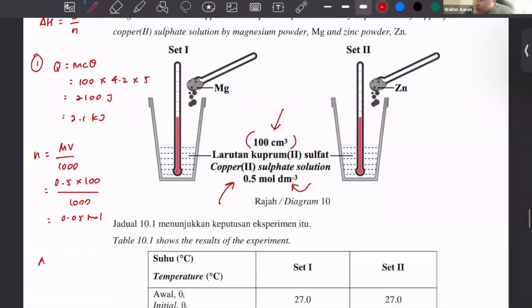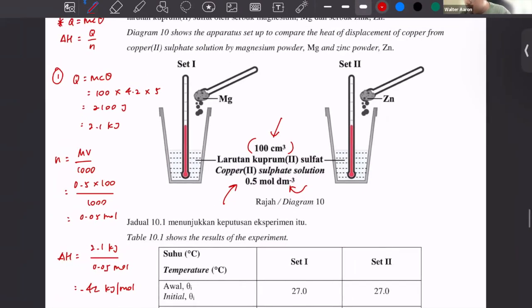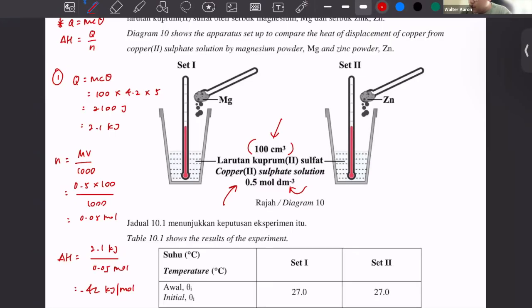So to calculate the delta H value for the first set, it will be 2.1 kilojoules divided by 0.05 mole. 2.1 divided by 0.05, so you have 42 kilojoules per mole. Negative, because it is an exothermic reaction, so you must put a negative over that. Then you'll be able to get marks for that. The next one will be the same thing.